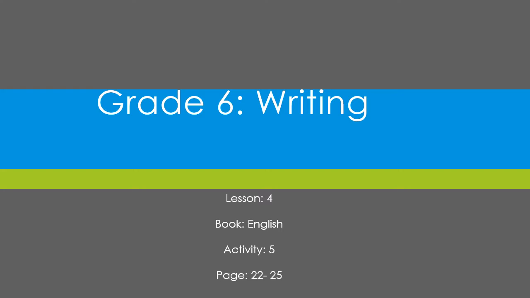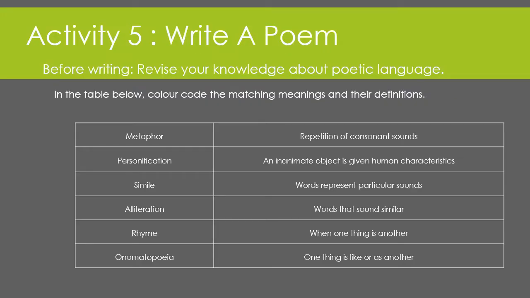We are going to be going over activity 5, pages 22 to 25 in your English book. So activity 5, write a poem. Before writing, revise your knowledge about poetic language. In the table below, color code the matching meanings and their definitions.